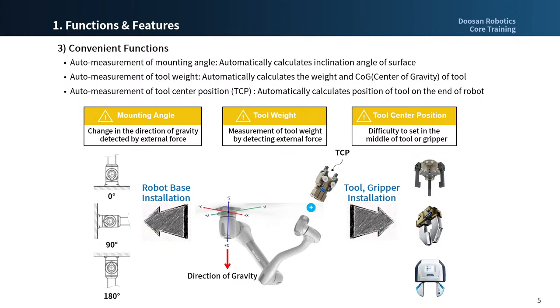Next are the convenience features of the robot. The automatic installation angle measurement function calculates the slope angle of the plane on which the robot is installed through a series of robot actions. The automatic payload measurement function calculates the weight and center of gravity at the end of the robot through a particular robot action. And the tool center position automatic measurement function calculates the center position of the tool located at the end of the robot. I will explain the three functions in detail in Part 2, working environment setting.